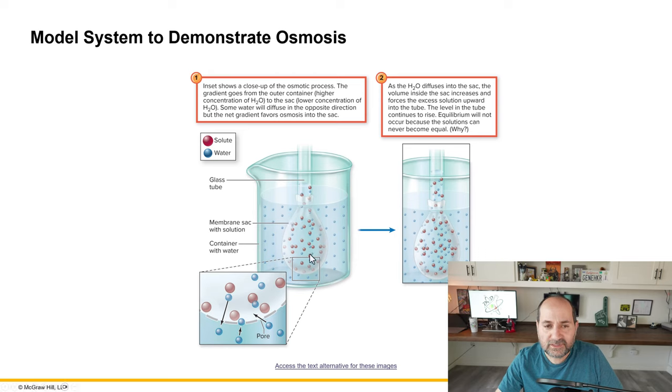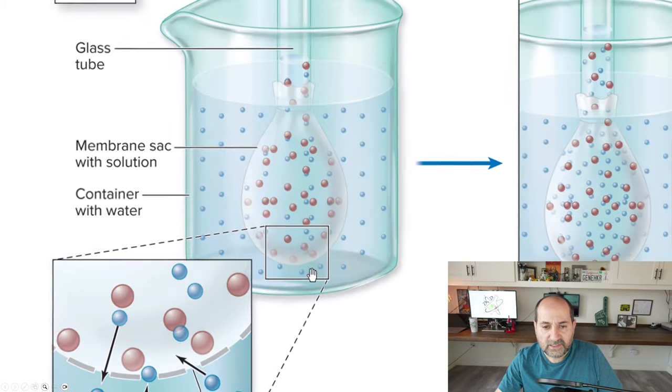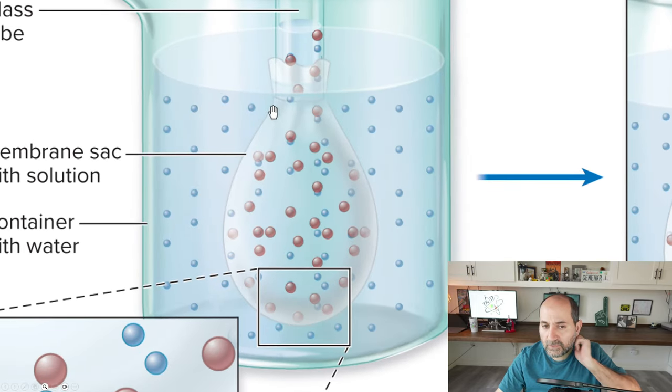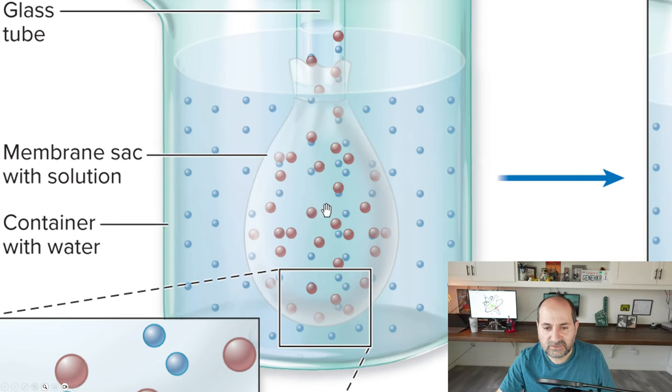So now let's take a look at this example from your book. Here we have solute, and remember, solute is the substance that's dissolved in the water, and then you have the solvent, which does the dissolving. This is the water. Here you can see an example where we have a semi-permeable membrane. Outside in the environment, we have pure water, and inside of that membrane, we have water plus the solute sugar. Let's pretend these red dots represent sugar.